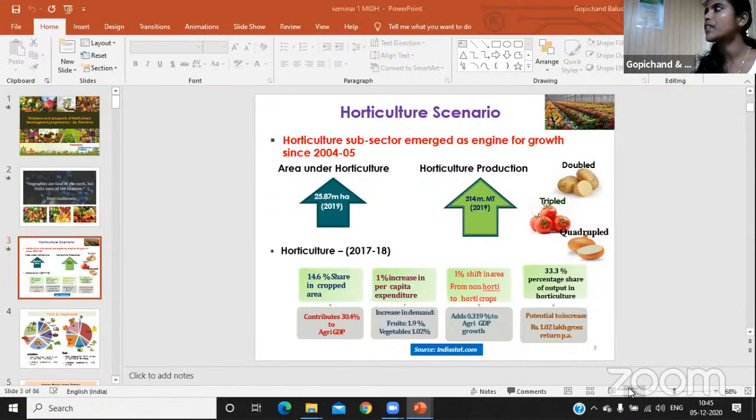The Department of Agriculture Cooperation and Farmers Welfare provides 90% subsidy for the horticulture mission on northeastern states, and the remaining 10% is sponsored by the state government. For NHM, they give 60%. For the Central Institute, the National Horticulture Board, the National Coconut Development Board, and all other national level agencies, they provide 100% sponsorship.